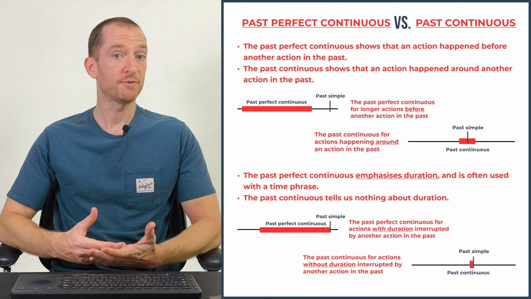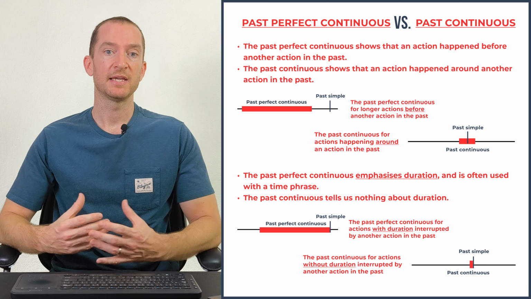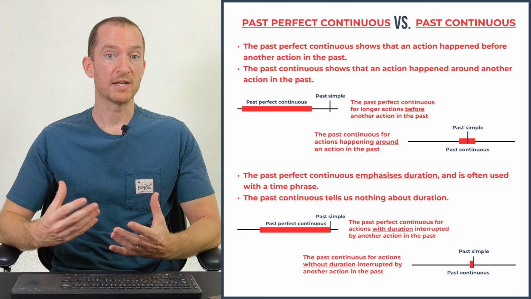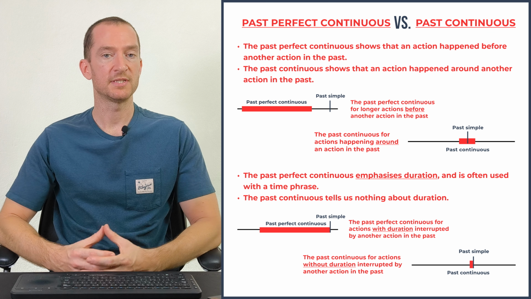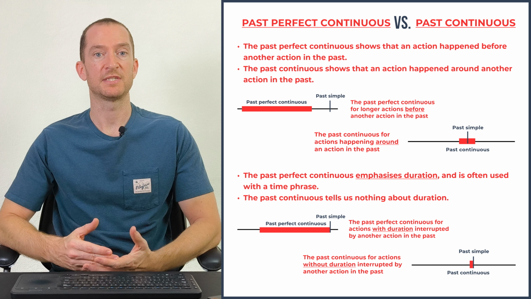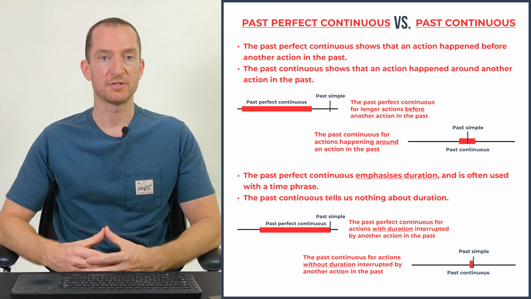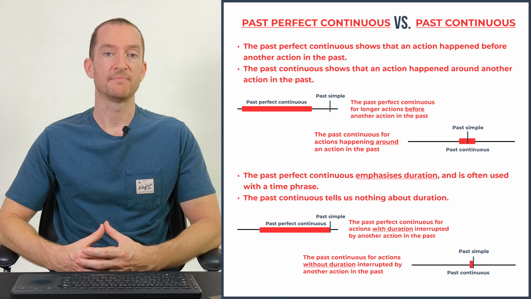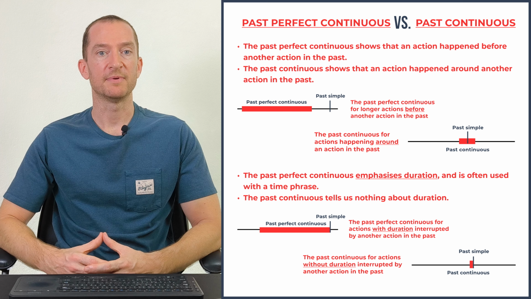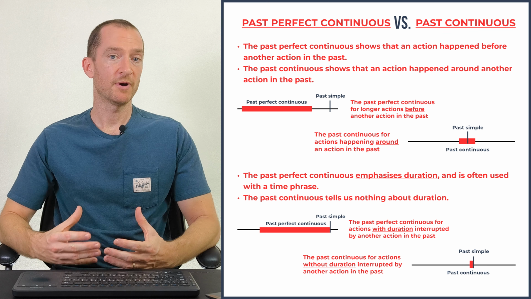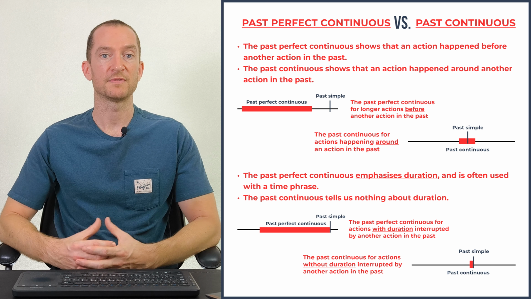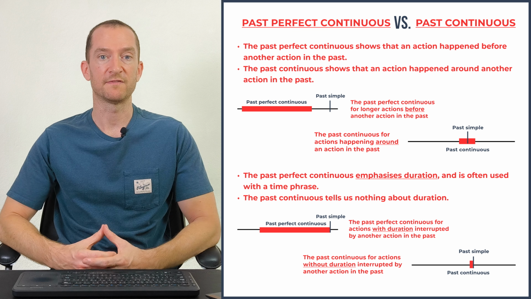However, both the past perfect continuous and the past continuous can be used for actions that were interrupted or stopped by another action in the past. So what is the difference here? Well, the key difference is that the past perfect continuous emphasizes duration. It emphasizes length of time. So it can be used with time phrases such as 2 hours, a long time, or a few days. The past continuous tells us nothing about duration, nothing about length of time, and cannot be used with time phrases.